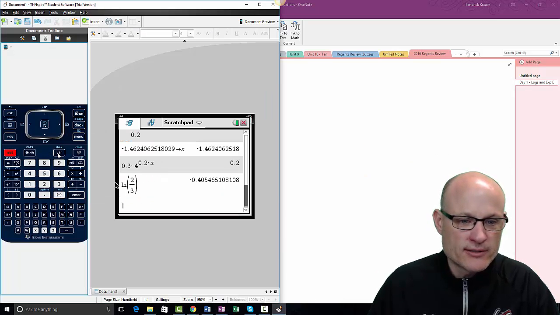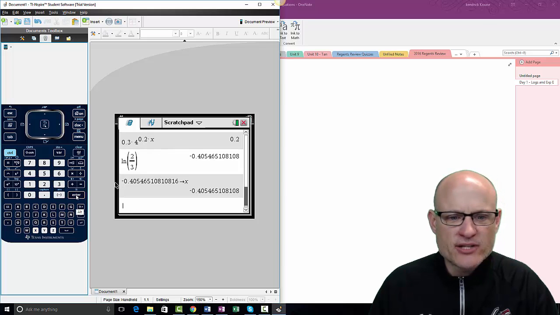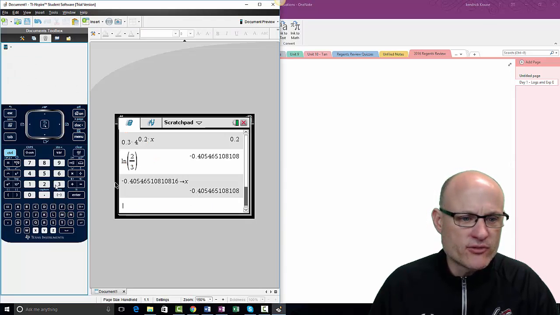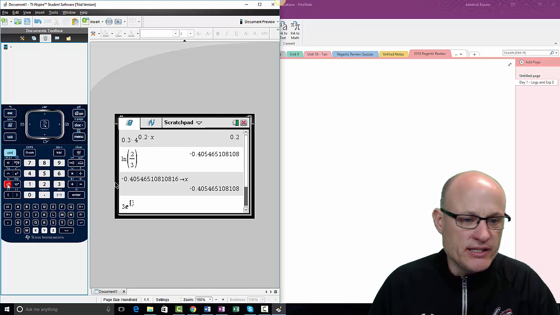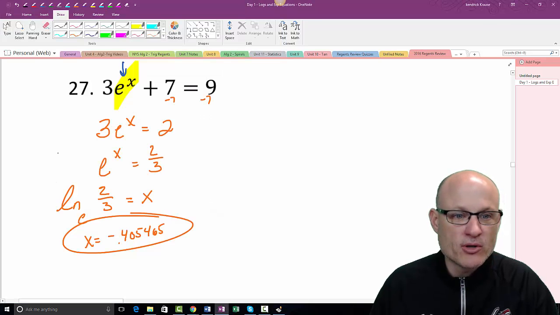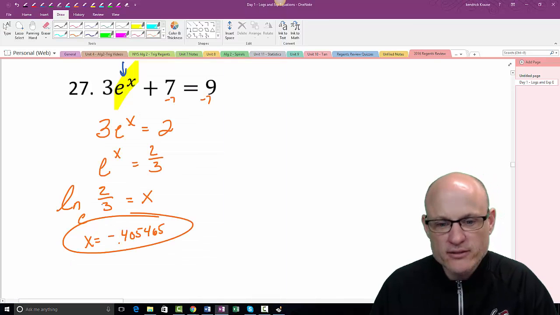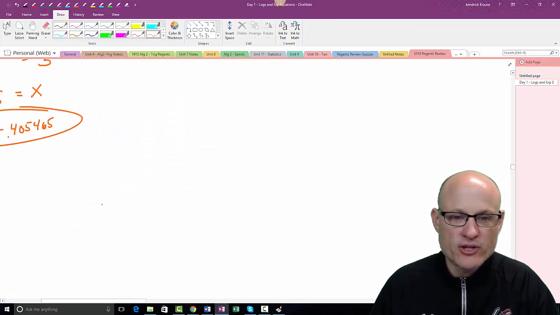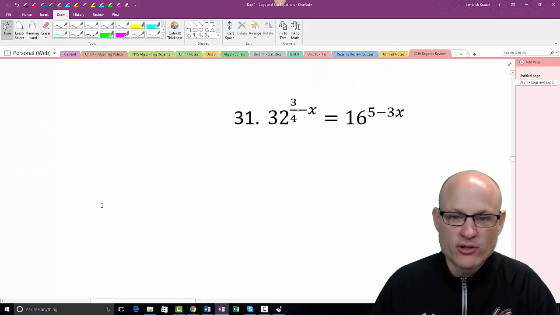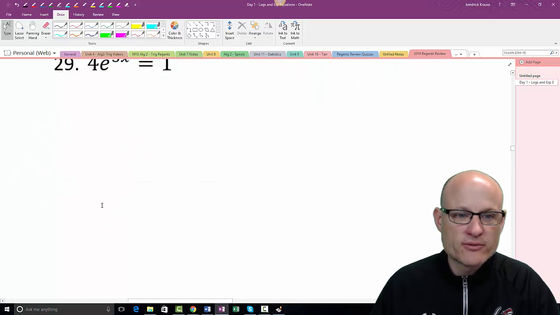I'll do one more check. Store this into x. And then I'll type in 3e to the x. So 3e. Now notice e, not this e down here, but that e to the x. Get out of exponent mode, plus 7. And we're hoping this is 9. Perfect. Great way to check. If you can check your answers, please do so. It's in your best interest.